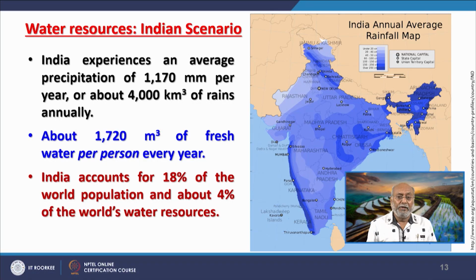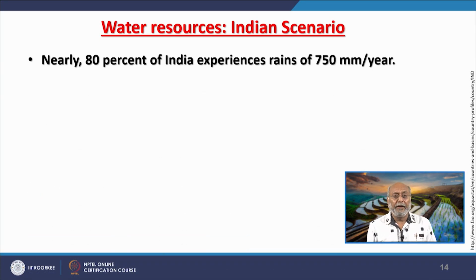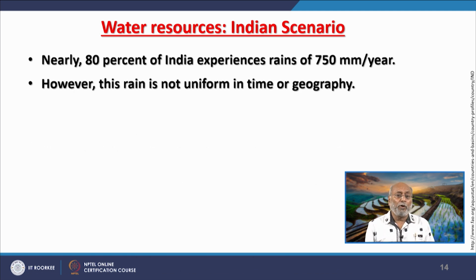So, average, as we have seen, is 1170, because in some places they are getting more, but 80% of India experiences rains of 750 millimeter per year. If we store this water properly, if we recharge the groundwater regime, even with this amount of water over 80% of the area, a lot of water problems can be solved. However, this rain is not uniform in time or geography.